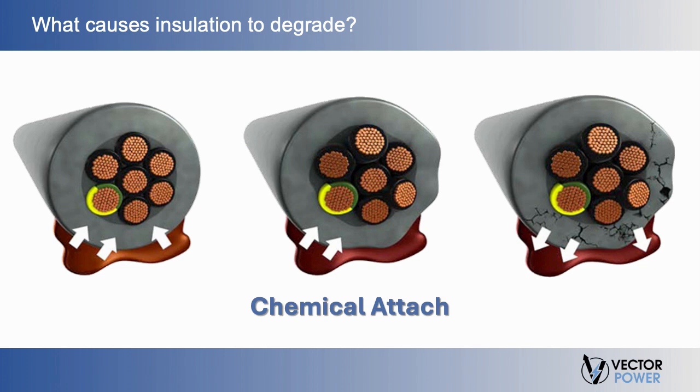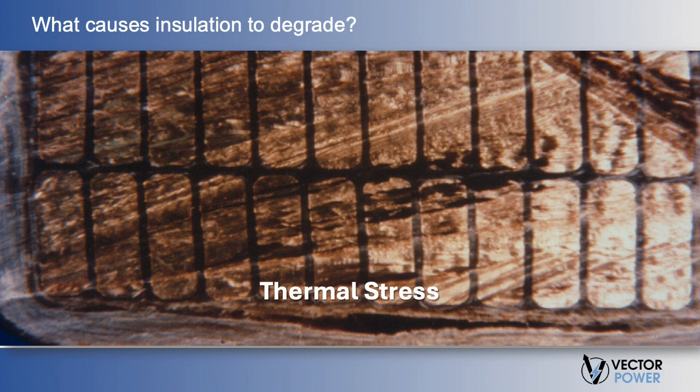Another consideration is chemical attack. While you would expect insulation to be affected by corrosive vapors, dirt and oil can also operate to reduce the effectiveness of insulation. Thermal stress.